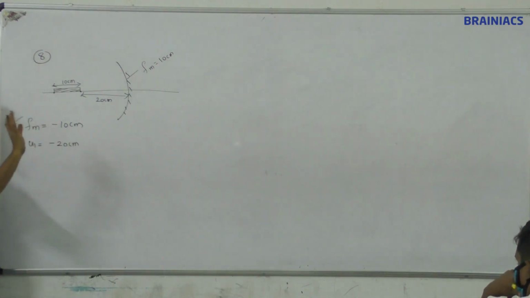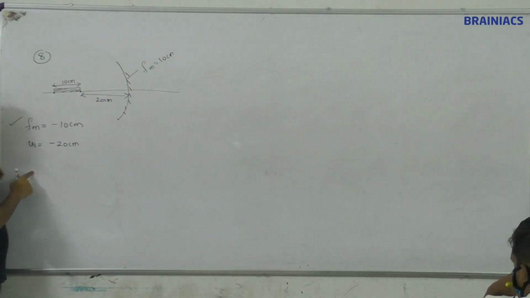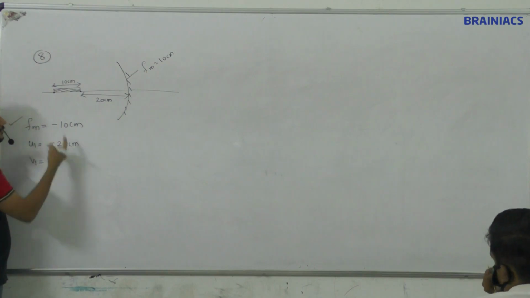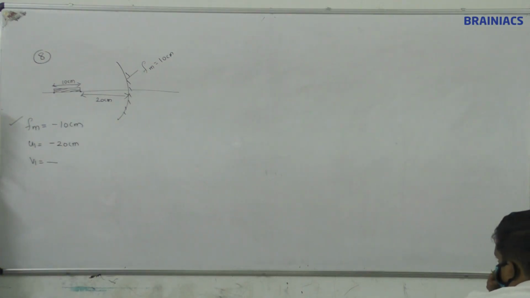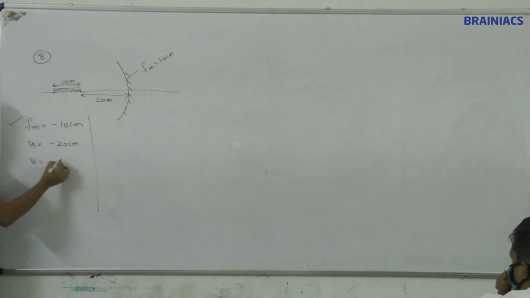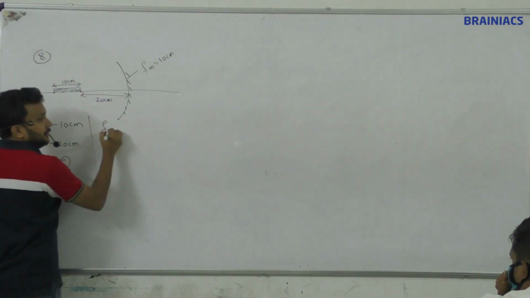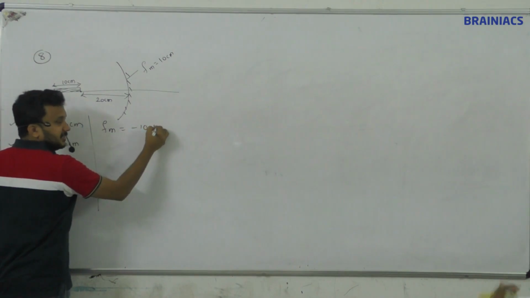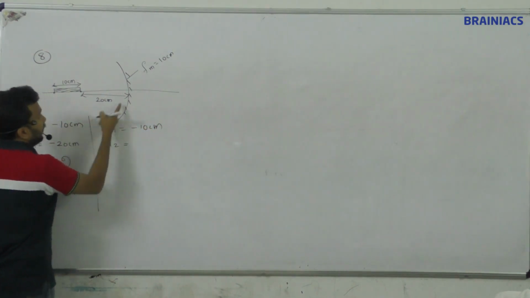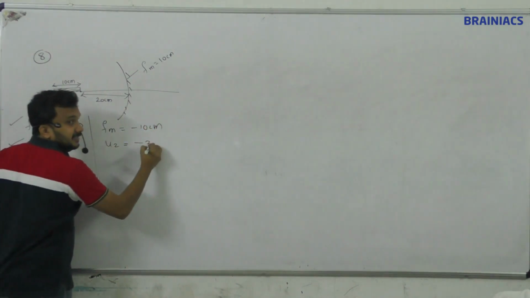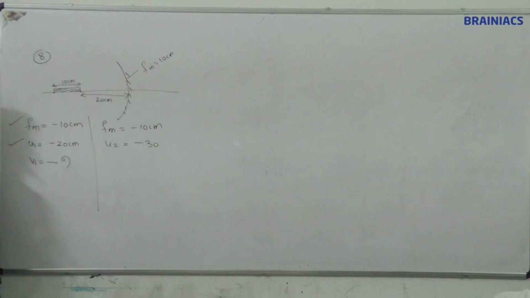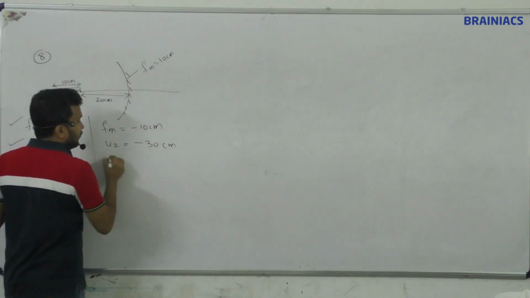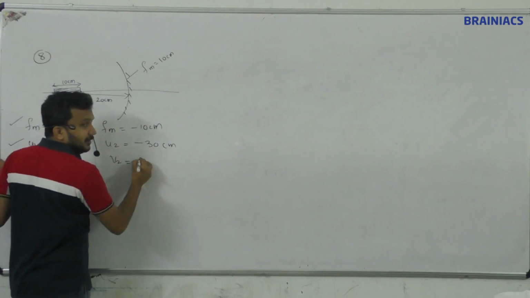Then you can apply the mirror formula. You have to find out the value of v1. v1 is for the first edge. Then in the next calculation apply f equal to minus 10 centimeter, but u2 equal to what? Minus 30. Take the next edge, u equal to minus 30. What will you get? You will get v2.